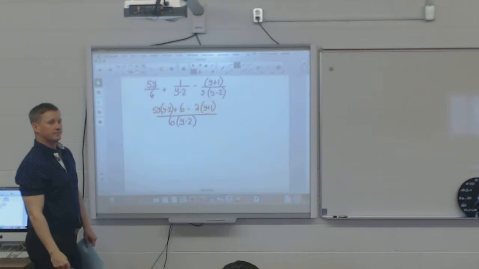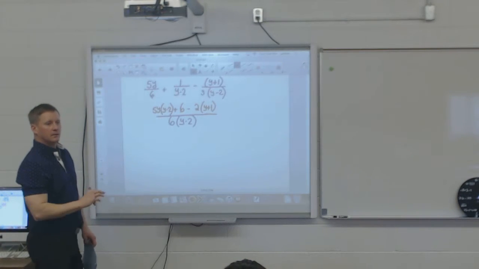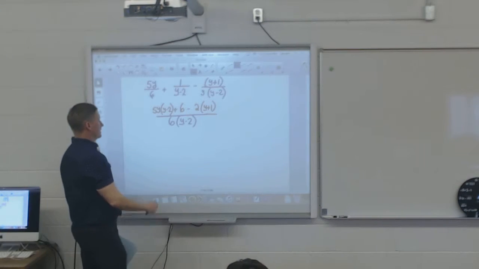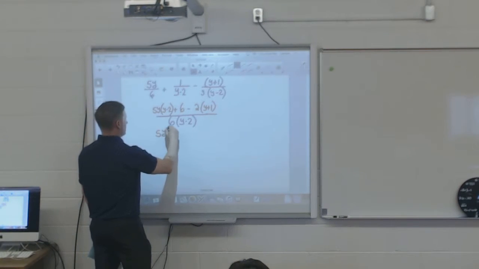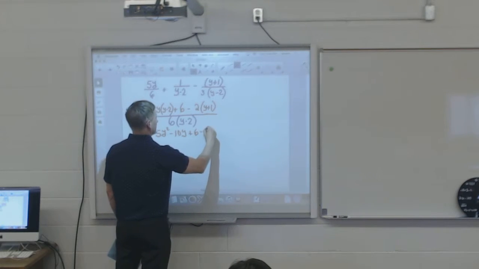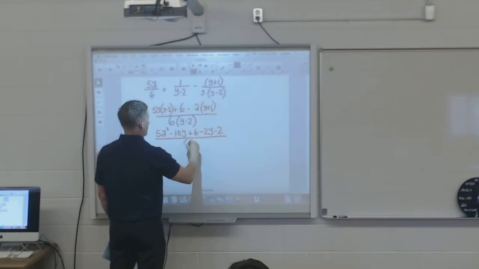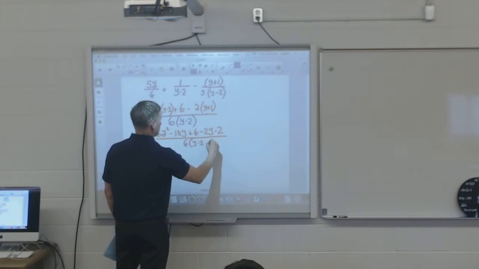Yes, Rex? Could you have kept the 3 on the bottom and then divided it out after? No. You have to get that common denominator in its entirety. Okay, so now I have 5y squared minus 10y plus 6 subtract 2y subtract 2 all over 6y minus 2.